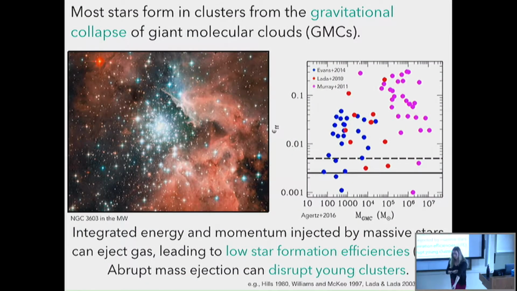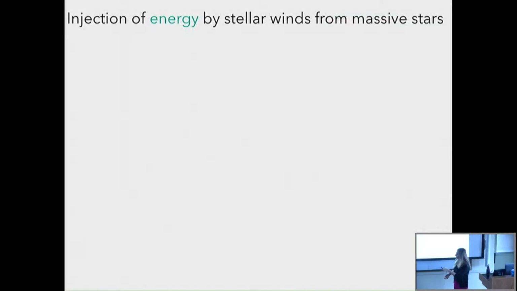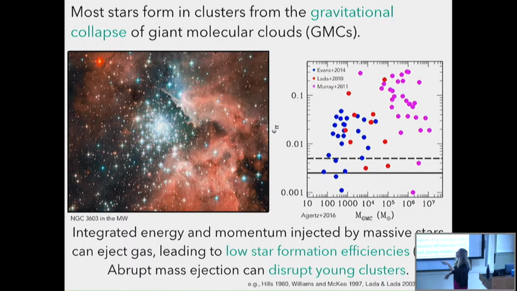One of the interesting things with stellar feedback is that it can actually disrupt the molecular clouds out of which these stars form. This is NGC 3603 in the Milky Way, where you see this compact star cluster, and then you have this gas that was likely ejected by the stellar feedback processes.